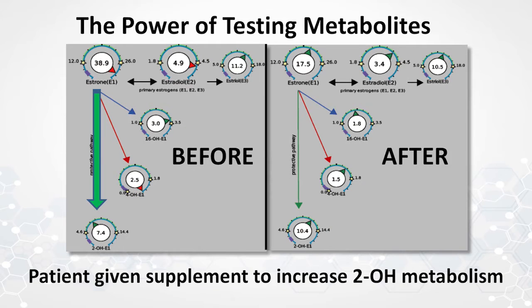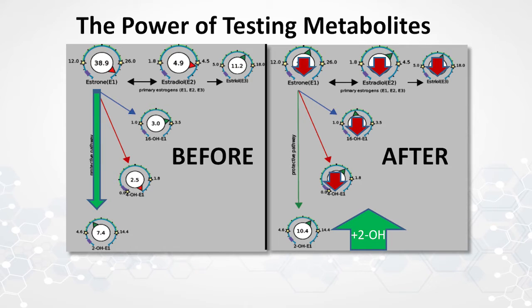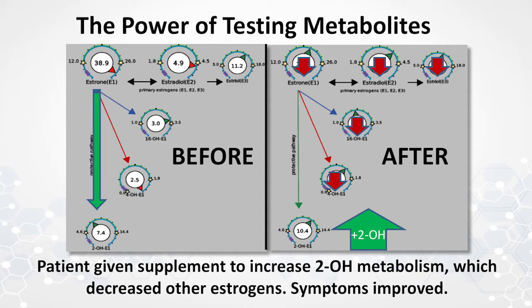So this patient took some supplements that increased 2-hydroxylation, and look at her results after supplementing with this substance that increases the clearance of estrogen. The E1 and the E2, those are your primary estrogens, they came way down, and the 2-hydroxyestrogens came up. So we're able to look more in depth at why this patient was experiencing high estrogen symptoms and why her estrogen levels were actually elevated. So that's a benefit of urine testing over serum testing or saliva testing.